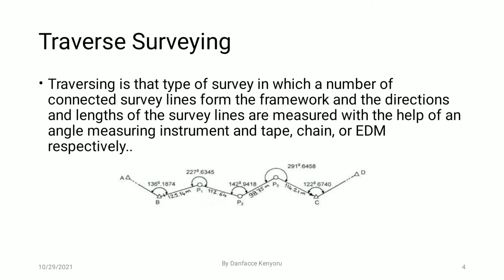The other element is traverse survey, or traversing. It's a type of survey in which a number of interconnected survey lines form the framework, and the directions and lengths of the survey lines are measured with the help of an angle measuring instrument, and distance is measured using a tape, chain, or an EDM, or full electronic distance measurement device.